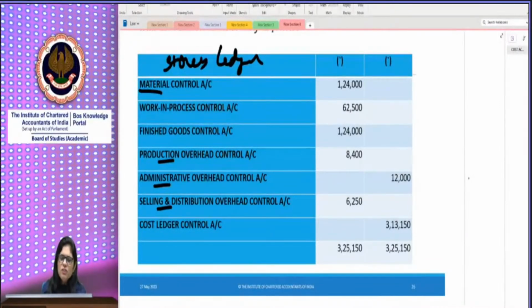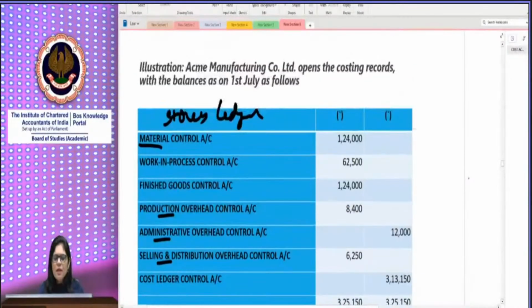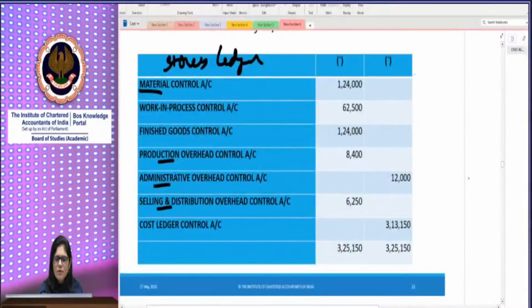Stores and wages, 8 accounts. Cost ledger control account and costing profit or loss account. Make all the 10 ledger accounts. Be ready with the 10 ledger accounts. Post the balances. These are the opening balances given. So post the balances, whatever balances are given for whatever account, just post them. Be ready with all the 10 ledger accounts for this question. We'll be coming back after 5 to 7 minutes. All right, we'll take a break here.